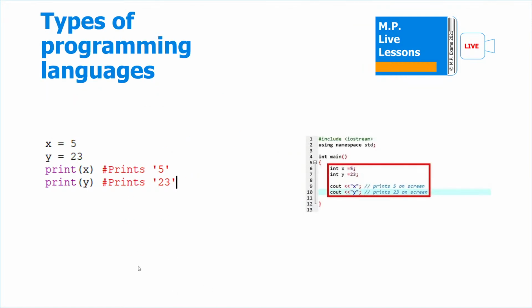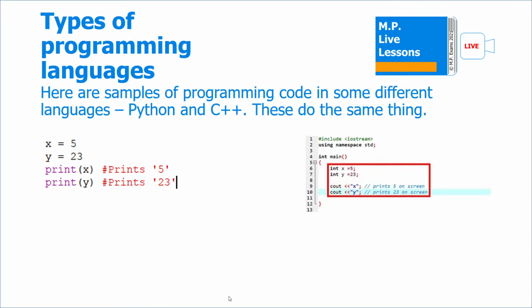Now you need to know about types of programming languages. Here's some samples of programming code in different languages, Python and C++. And these do the same thing. On the left, this is Python. On the right is C++. These can be technically both considered high-level languages, but as you can see, C++ looks a bit harder, if you like. For example, even when declaring a variable, you'll have to type the actual variable type it is. If you remember from the programming lesson, in this case, you had to define it as an integer.